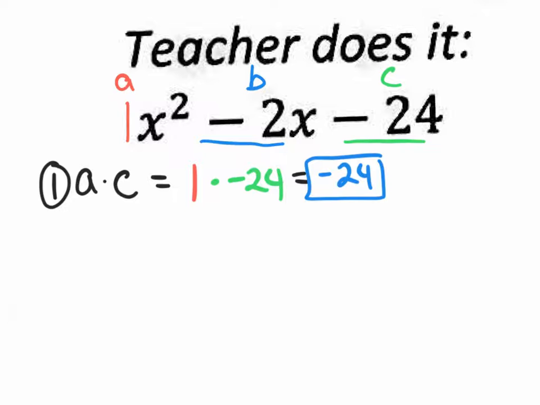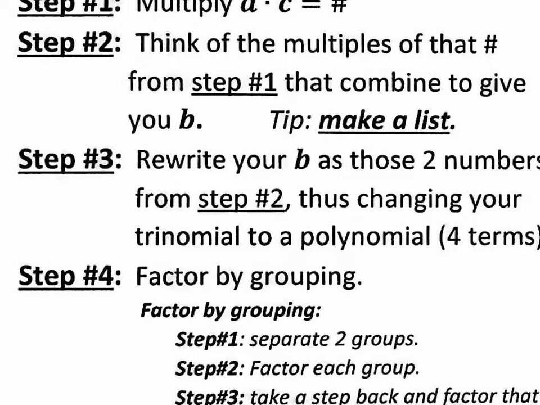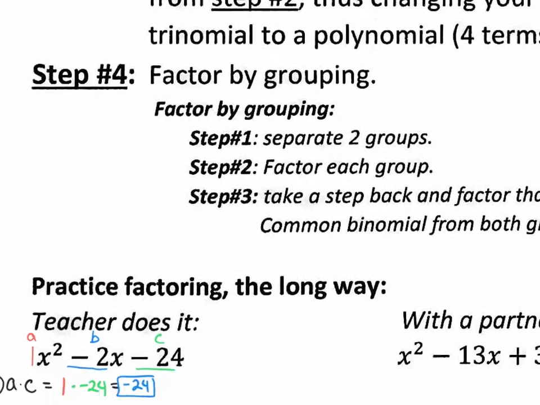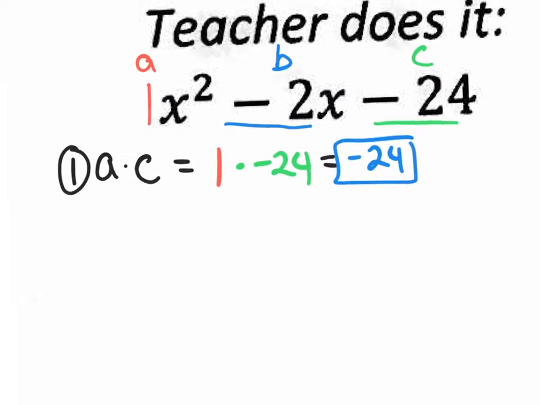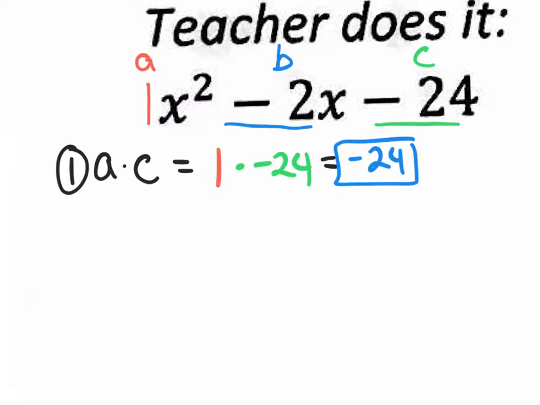If we look up at the instructions, step 2 says, think of the multiples of that number from step 1 that combine to give you b. And it says tip, make a list. Okay, so you probably want to read this a couple of times. What number did we get for step 1? -24. So step 2 is to think of the multiples of -24 that combine together to give you b. And what is b? -2. Okay, so we need to make a list.